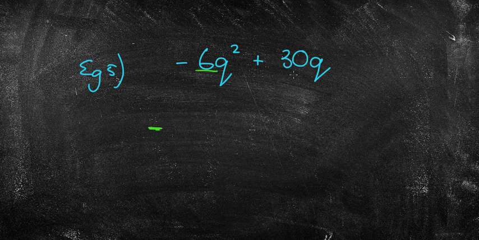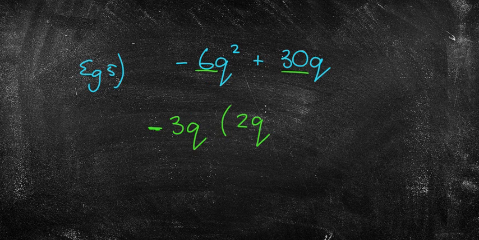Now what goes into 6 and 30? Well, hopefully you recognize 2 goes into both, that's true, but 3 also goes into both, so we need to take the highest number. And then I've got a q that goes into both of those. So now what can I times the minus 3q by to make negative 6q squared? Well, 3 times 2 makes 6, and I'm missing a q there.